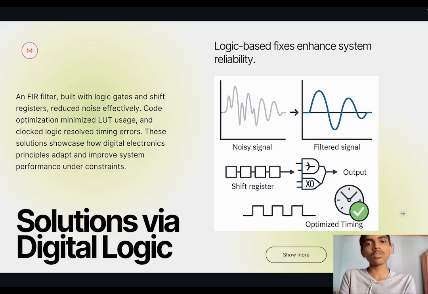So solutions are an FIR filter with gates and shift registers to cut noise, optimized code to save LUTs, which are lookup tables, and clock logic to fix timings. Digital electronics turns problems into solutions.